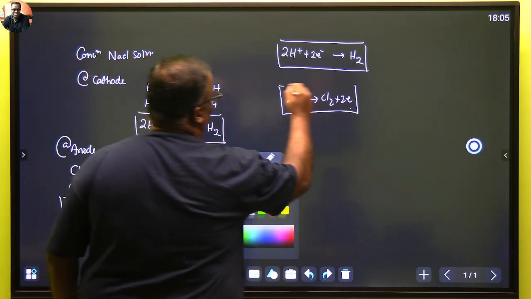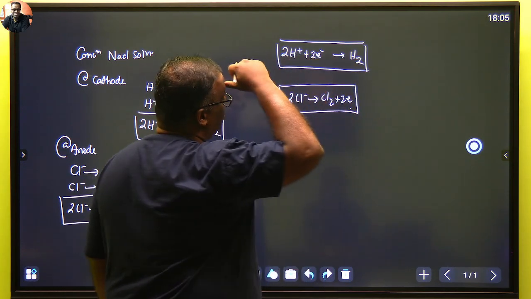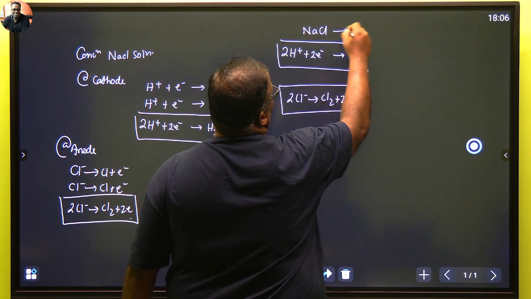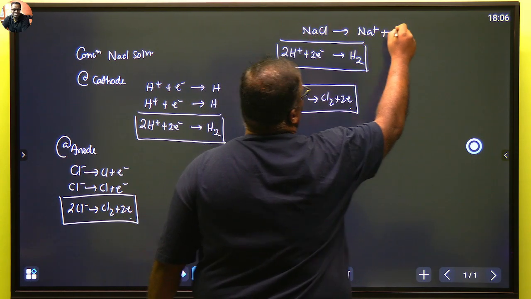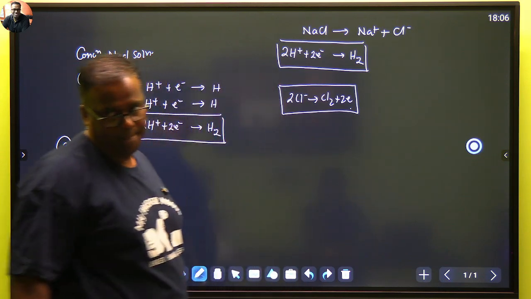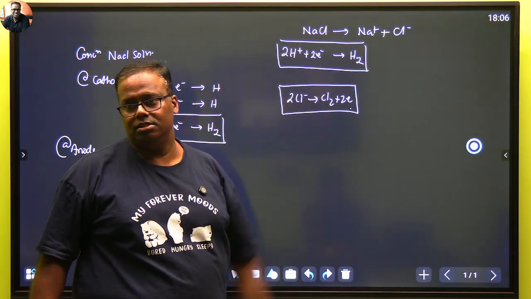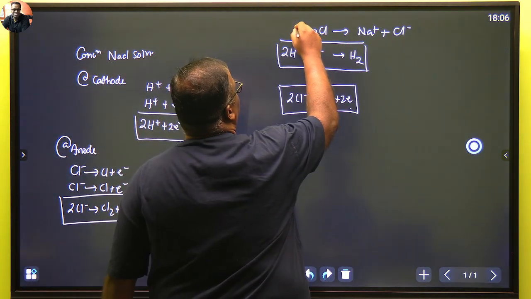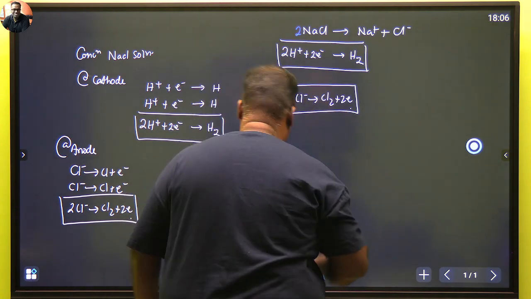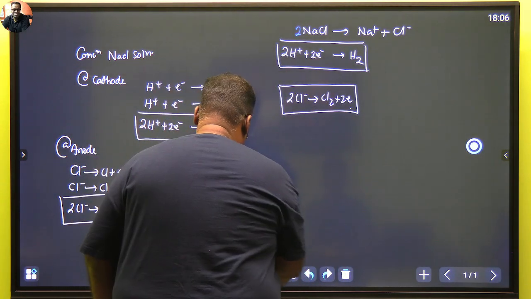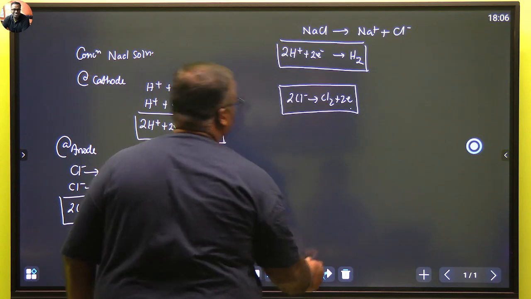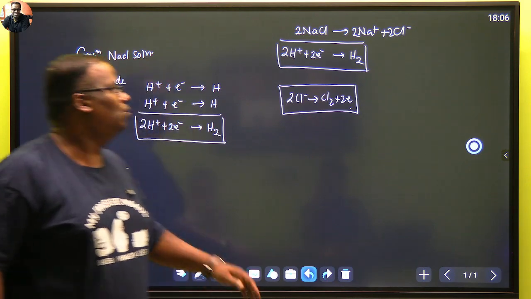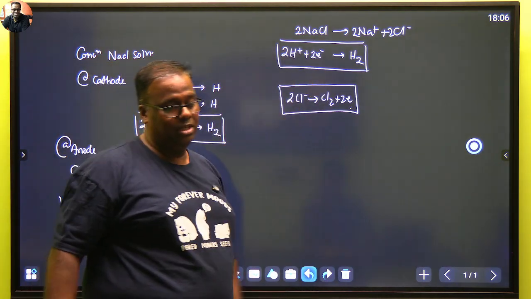These two equations we have got, and there was another equation, where NaCl had split up into Na plus and Cl minus. The original NaCl that came is also there. So you can write it as 2 NaCl, giving 2 Na plus and 2 Cl minus. I have done all of them 2 to 2 because in that case these match up.